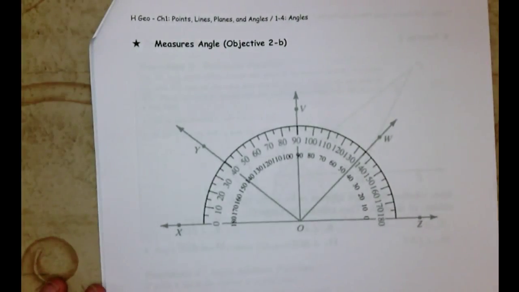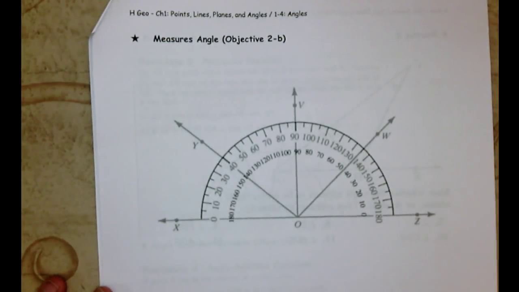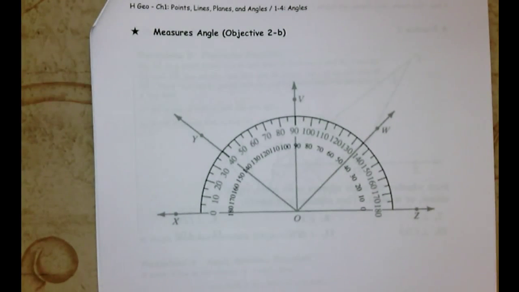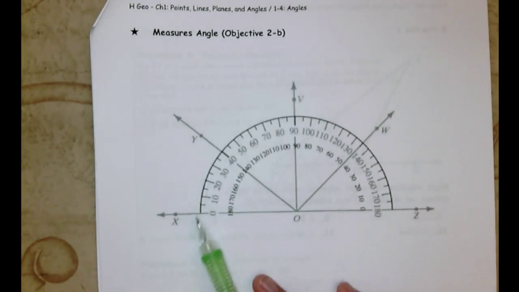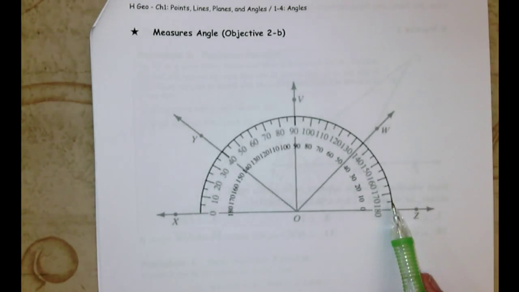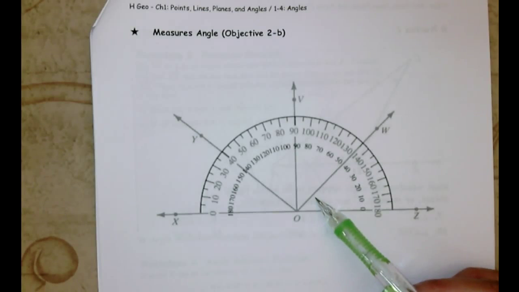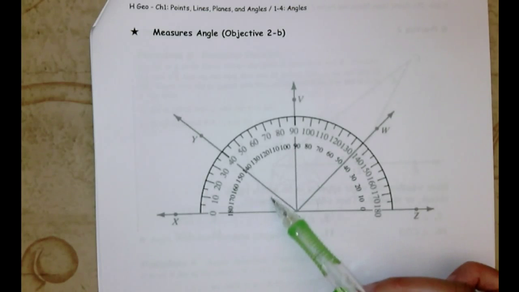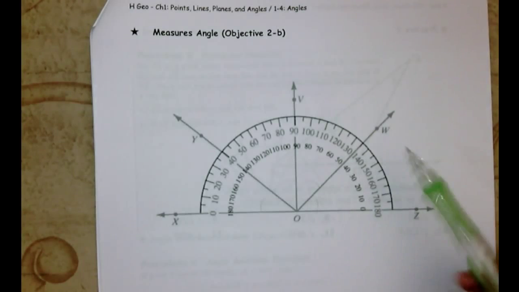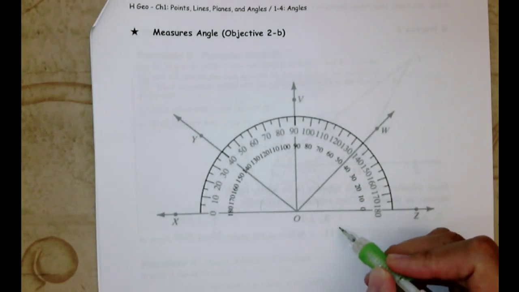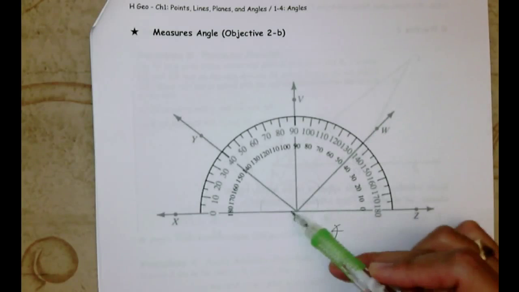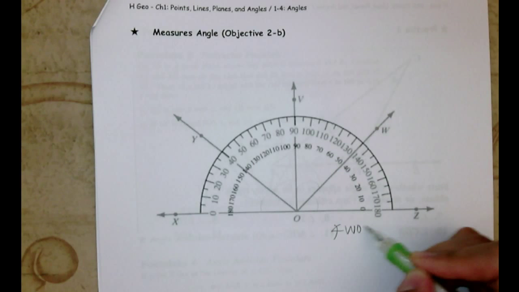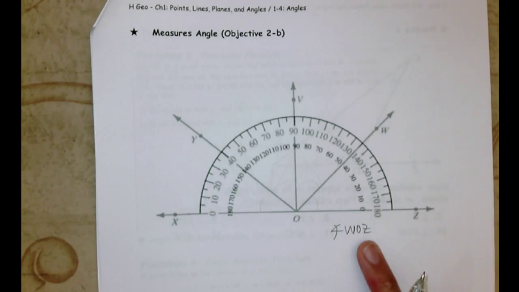All right, measuring angles, objective 2B. Acute angle, right angle, obtuse angle, and straight angle. Those are new terms. Here's a protractor, right? So let's just measure this angle, this angle, separately. And here's how you write it. So this is angle WOZ, right? This is a geometric term, it's a figure.